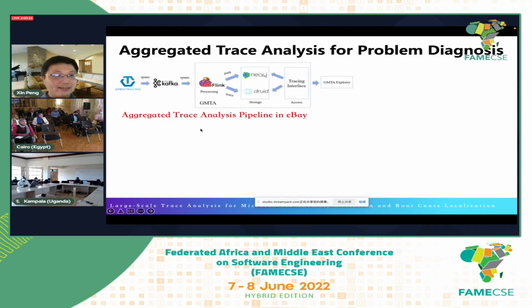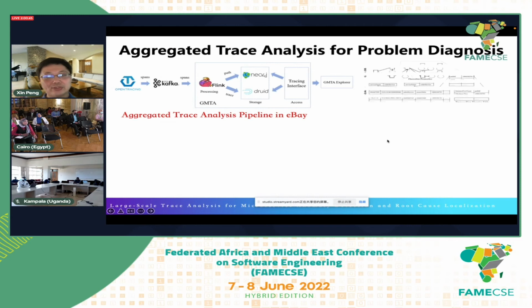So this is the aggregated trace analysis pipeline deployed in eBay. We use OpenTracing. OpenTracing is a specification and also a real framework for distributed tracing. Then we get spans and we use Kafka to collect the spans. Then we process the spans to assemble them into traces. We combine two kinds of storage.